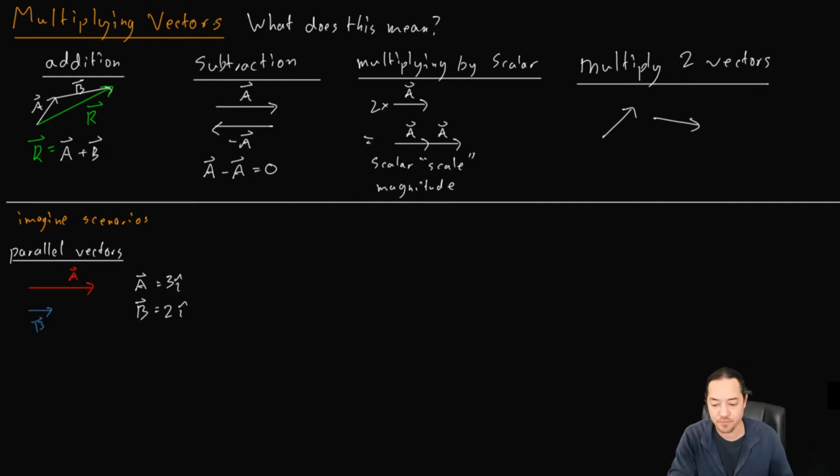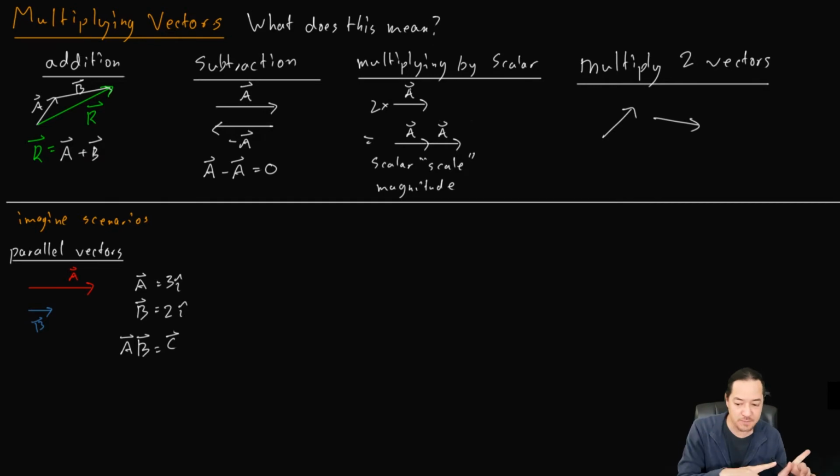So we have A and B, and what would we get if we try and multiply them together? Can we get anything? Can we get a vector C? Well, maybe we can. As I look at this, it reminds me a lot of scalar multiplication.